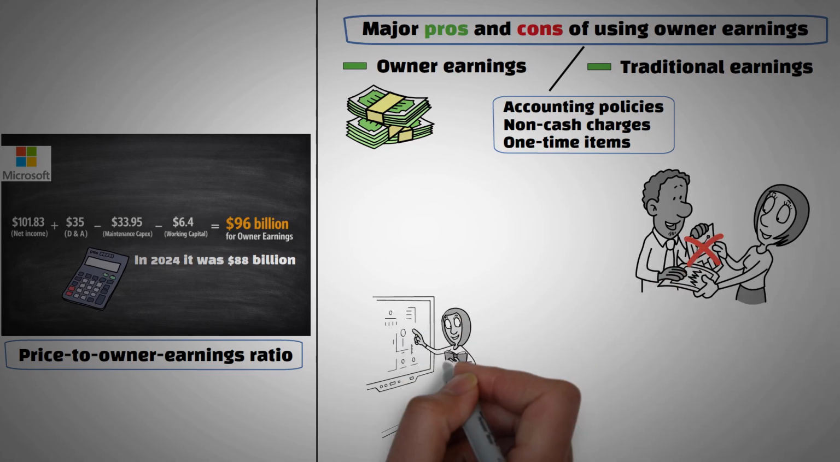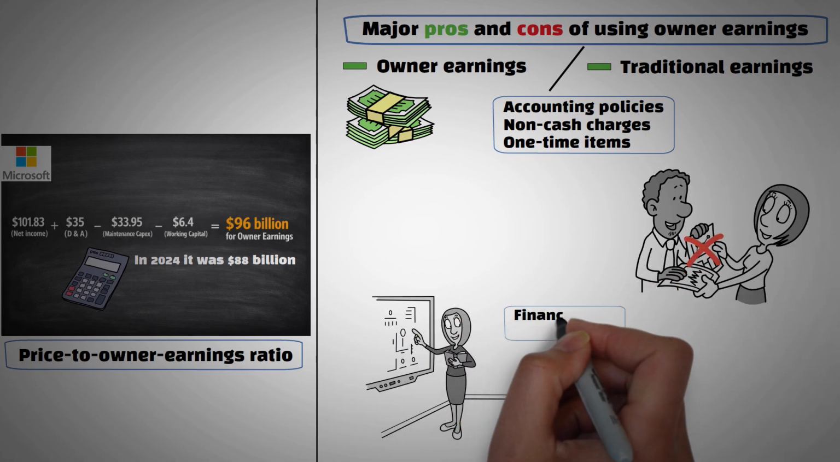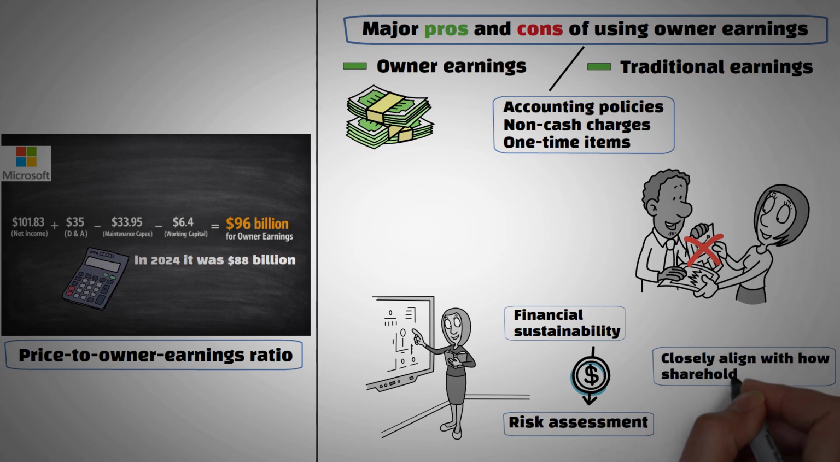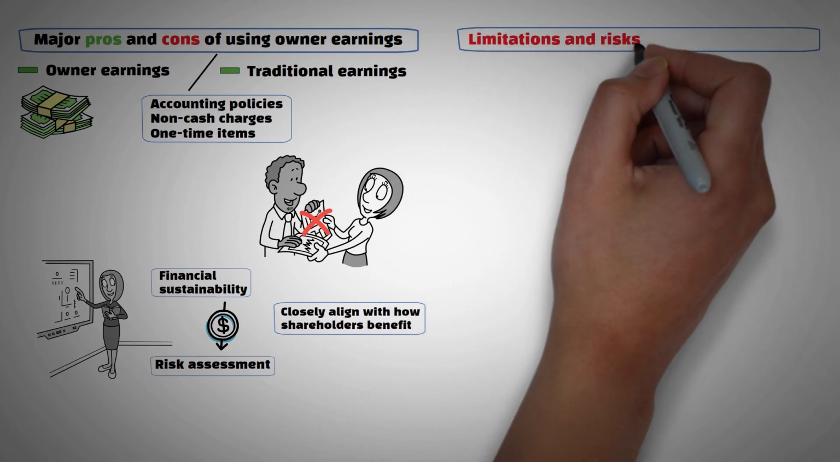They offer insight into financial sustainability, showing whether a business can reinvest in itself, reward shareholders, and service debt without financial strain. They support risk assessment because businesses that consistently generate excess cash are better positioned to survive downturns and economic stress. And lastly, owner earnings closely align with how shareholders benefit through dividends and compounding.